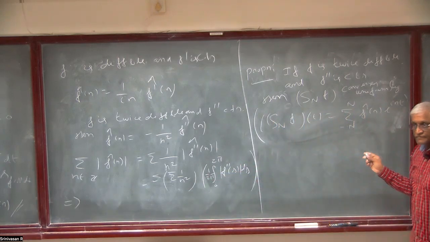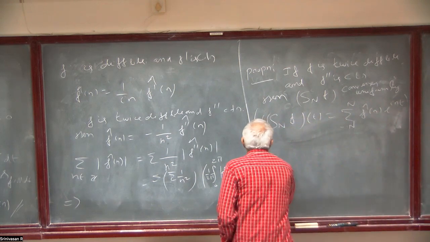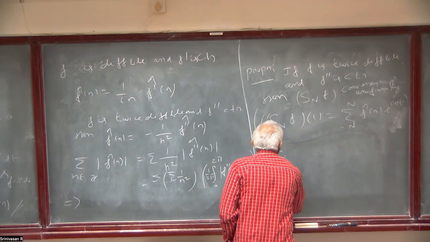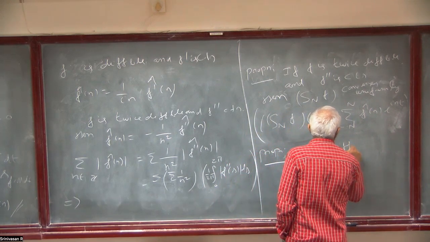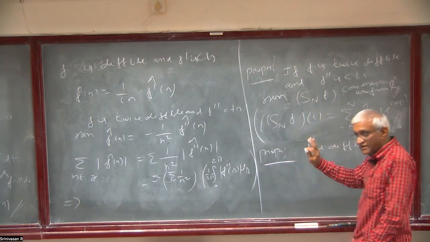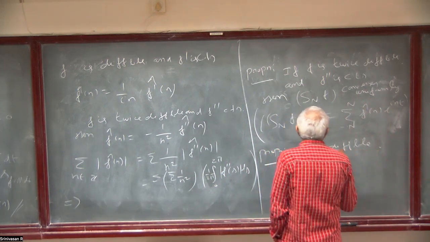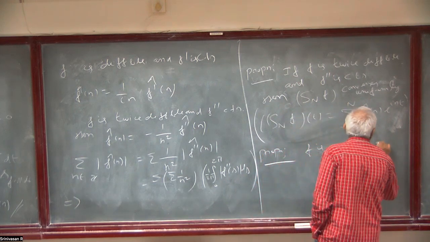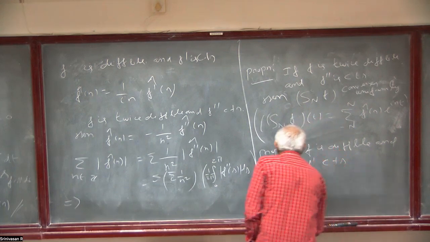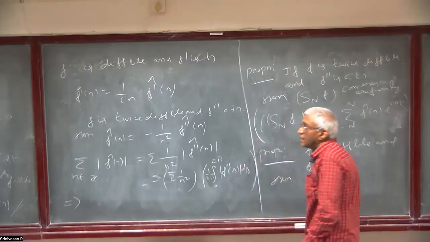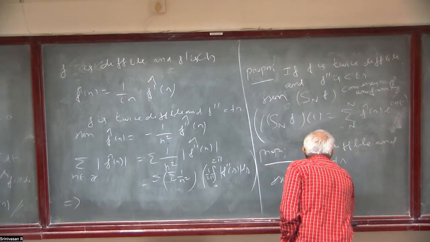Okay, is clear, right? But actually, you don't need twice differentiable. You can actually prove this. Whenever I say f, it is a continuous function. We are only dealing with continuous functions. If f is differentiable and continuous, and f prime is continuous, then also SNF converges uniformly.